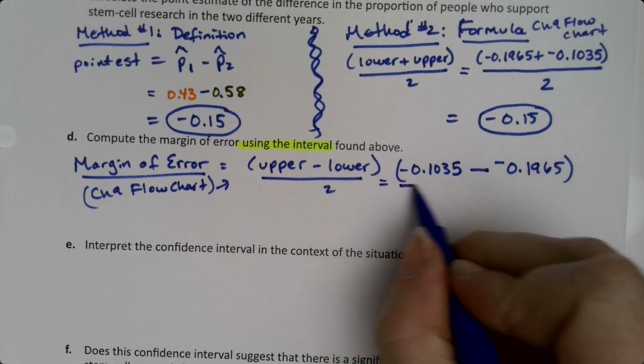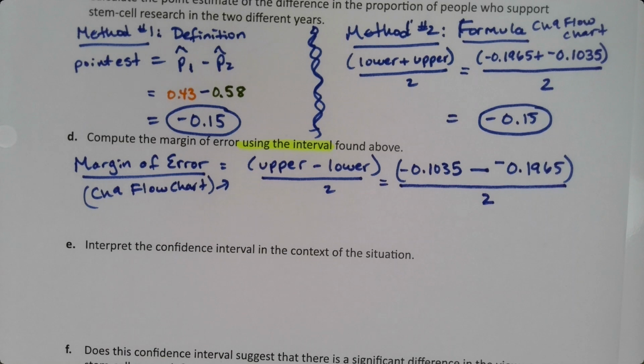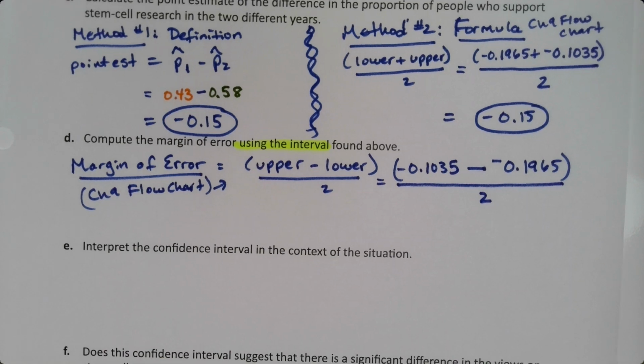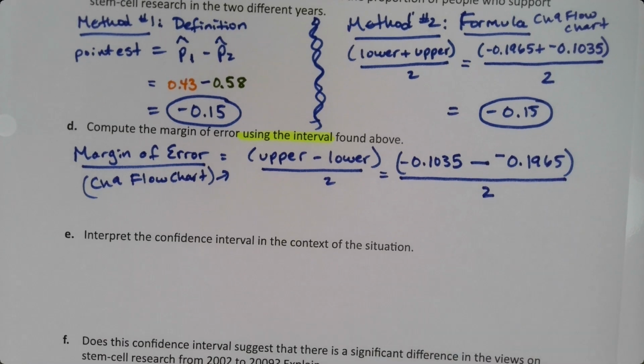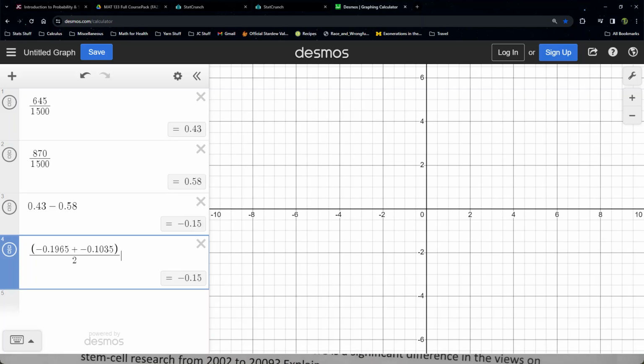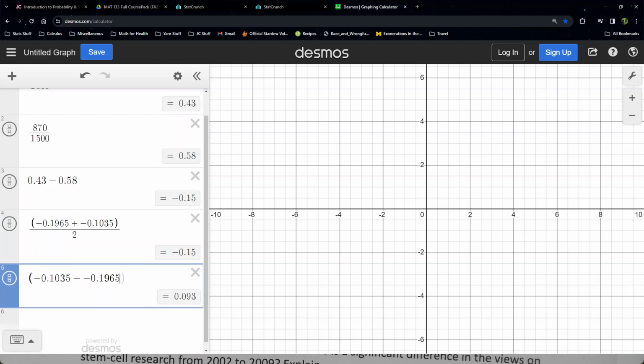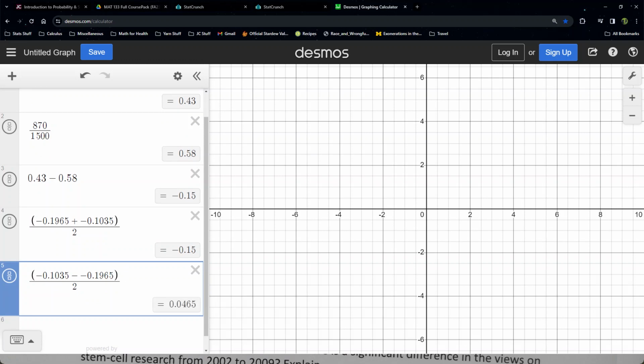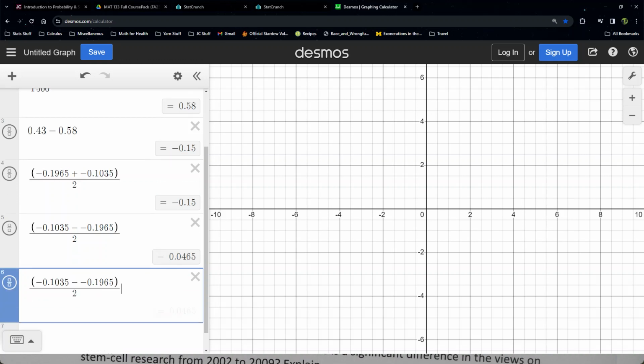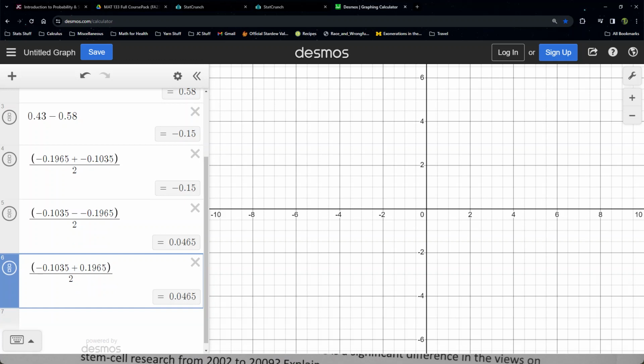And then we're going to divide it by 2. Okay, so now I'm going to type that into Desmos. I wanted to do this problem in particular because I wanted there to be 2 negatives. You can see how that works. So parentheses, negative 0.1035 minus negative 0.1965, close parentheses, divided by 2. Now, if you're thinking, well, minus a minus is plus, yes, you could do that as well. So I could take this same piece and change that to a plus, and you'll get the same answer.